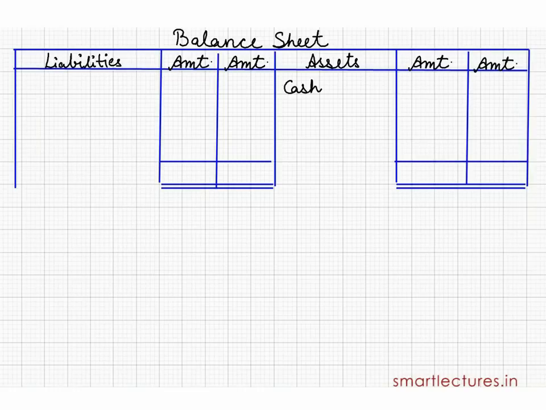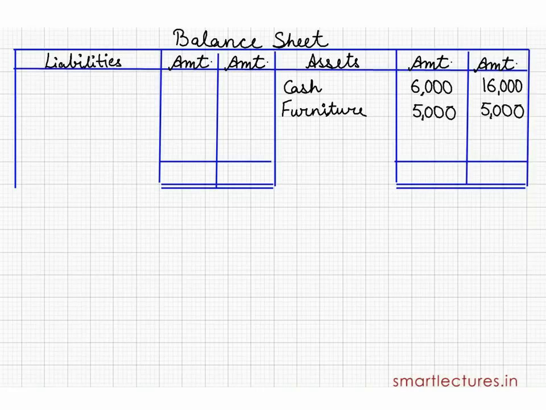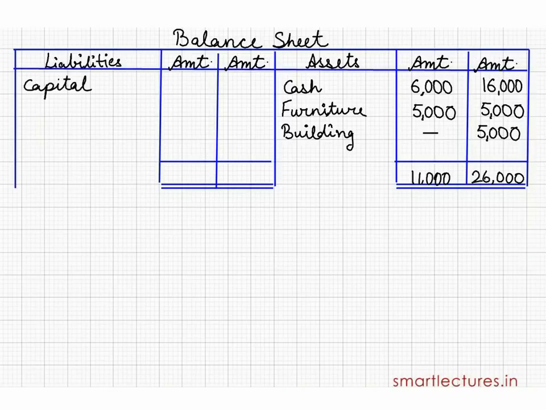On the asset side, cash 6,000, 16,000. Last year the cash was 6,000 but now it is 16,000, so there is an increase of cash of rupees 10,000. Furniture 5,000, 5,000. Building 0, 5,000. Total 11,000 and 26,000. Liability side: Capital 10,000, 20,000. Loan 0, 4,000. Loan means long-term loan.